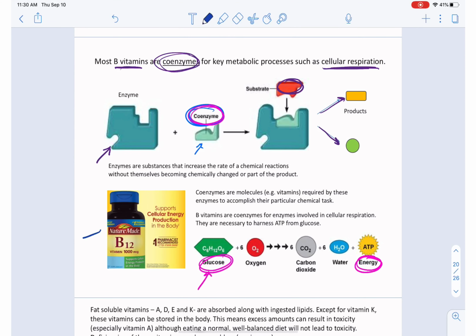So here we have an advertisement for B vitamins, specifically B12, and it says that B12 supports cellular energy production in the body. Is that a true statement? That is a true statement, because B12 is a coenzyme for cellular respiration, which is cellular energy production, taking glucose and converting that to ATP. So it does support cellular energy production.